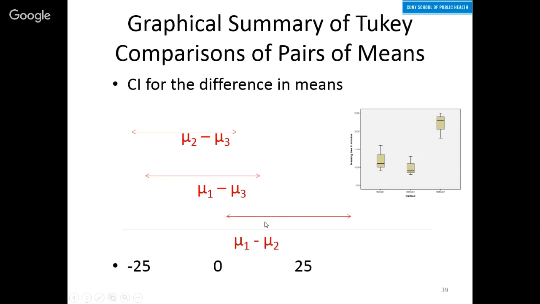So again, just to demonstrate, if the confidence interval on the difference crosses 0, that's no evidence of a difference in means, and in these cases there is some evidence of a pairwise difference. So here we think there's probably not a difference between treatments 1 and 2, or groups 1 and 2, but there is between 1 and 3 and between 2 and 3.